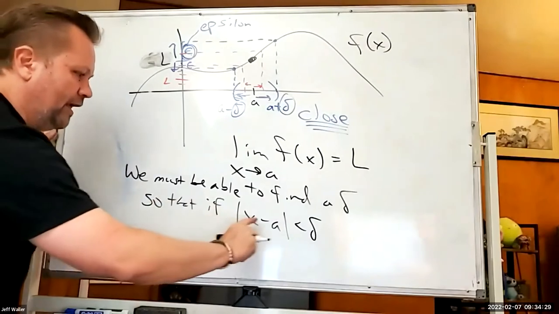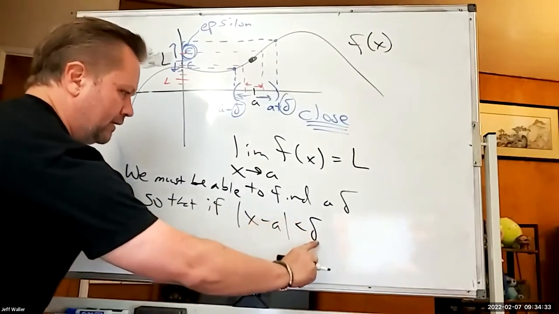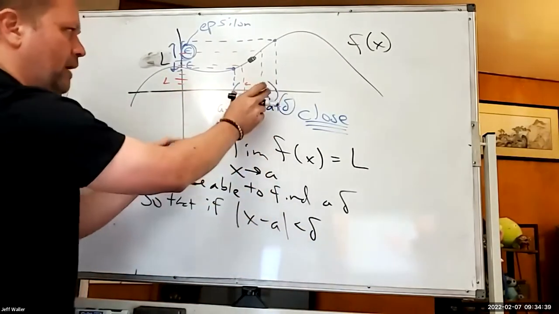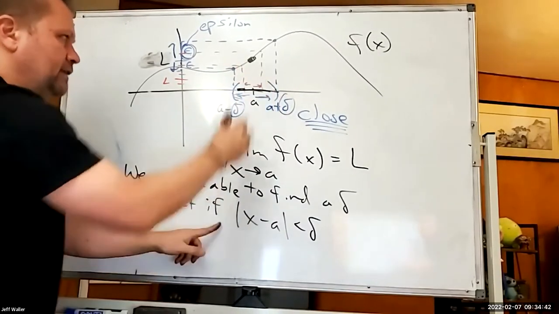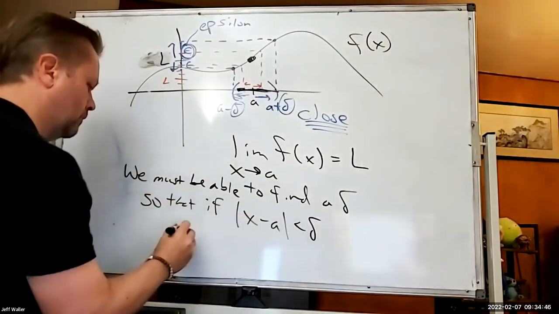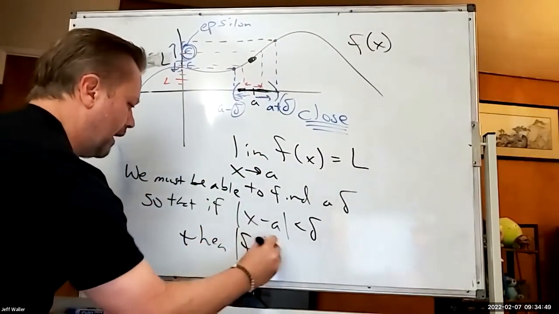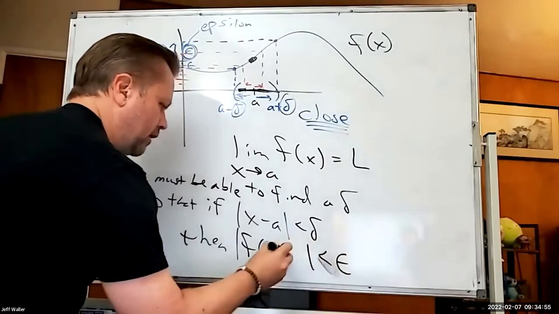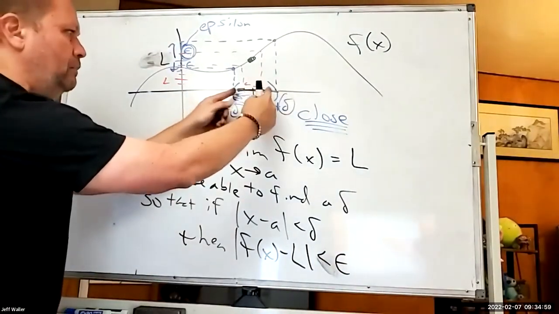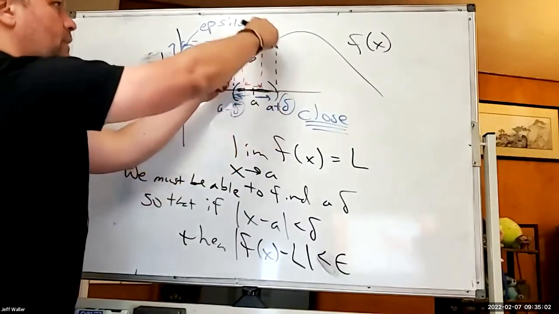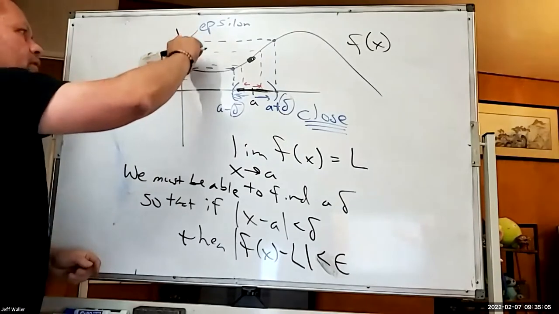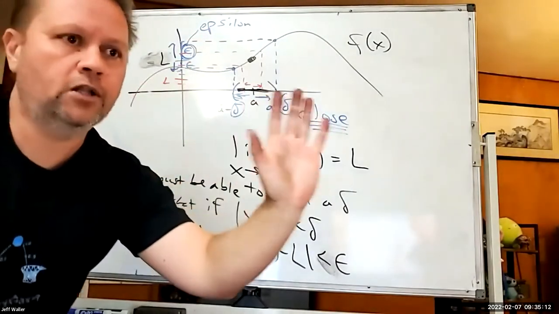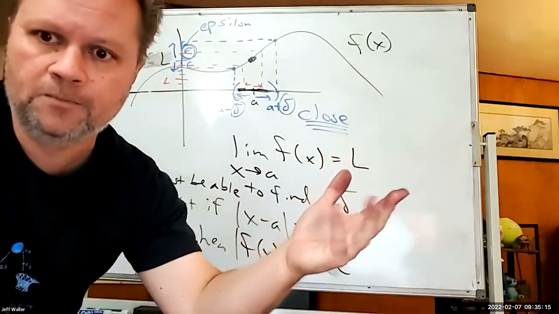So if my input is delta away from A, isn't that what this says? Delta away from A. So my X is in here somewhere. If my X is in here somewhere, then my output has to be within epsilon of the limit. So if my inputs are within delta of this, then my outputs will be within epsilon of the limit. So if I get close enough to A, then my outputs get however close to L that somebody wants me to be. Does that make more sense?